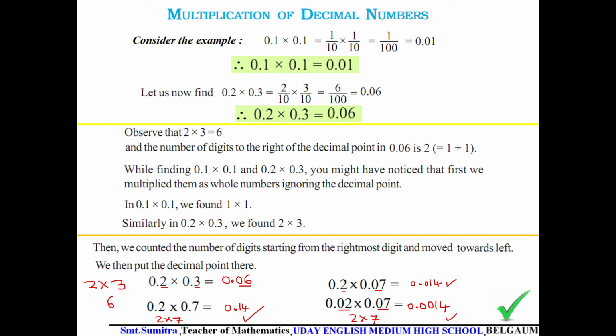I'll continue to the next. Let us do a few more examples. Let us now find 1.2 into 2.5. Like the previous example, we multiply the whole numbers 12 and 25. We get 300. Now the question is to put the decimal point. Like I said, after the decimal point one digit is there. After the decimal point one digit. Totally 2 digits in the answer after the decimal point. So 1, 2, and here is the answer.